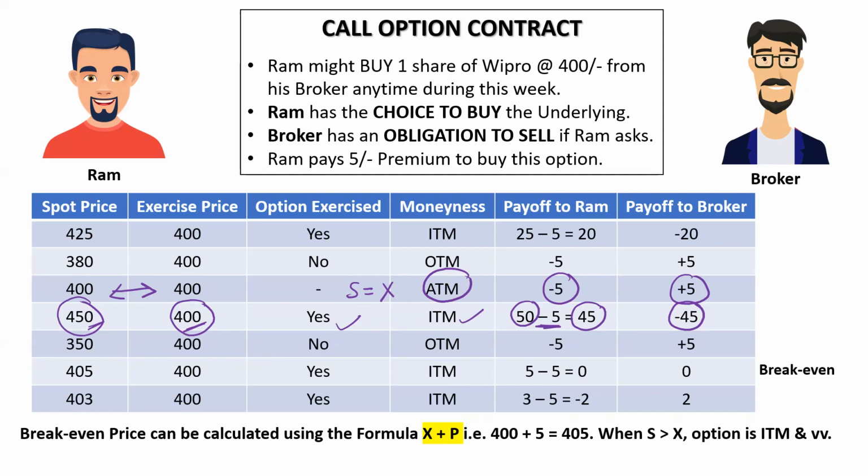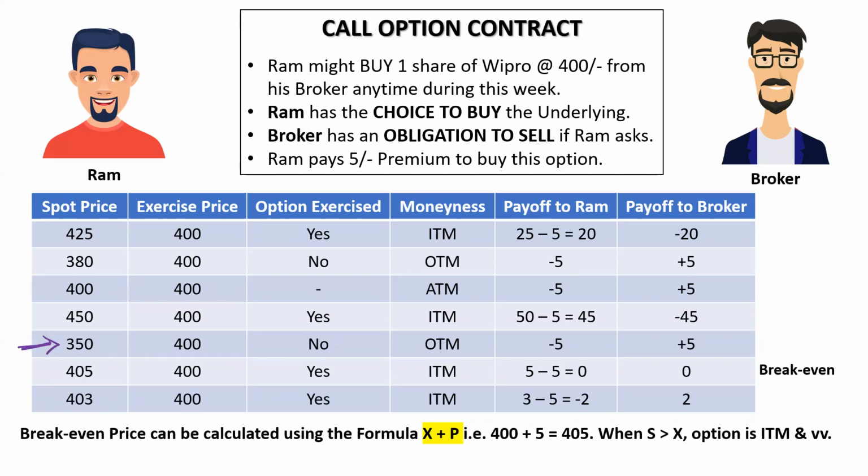If the share price comes down to 350, it crashes, some bad news happens in the market, then Ram will not exercise the option. It is an OTM option because it is not exercised. Ram will lose only 5 rupees. The broker will gain 5 rupees. Now I want you to think about this scenario.